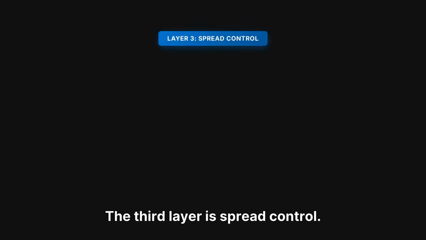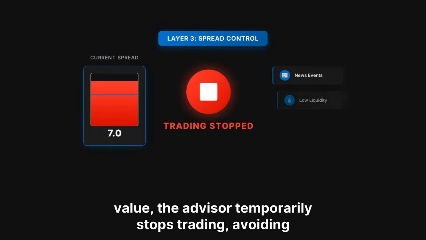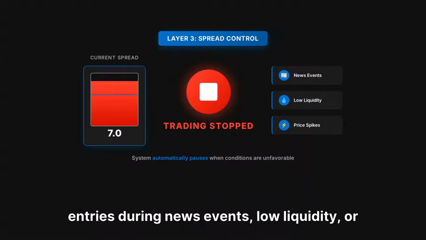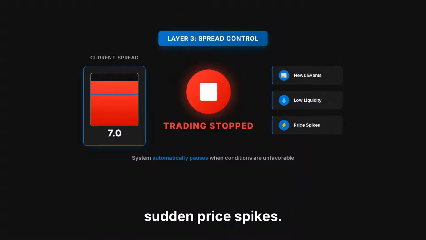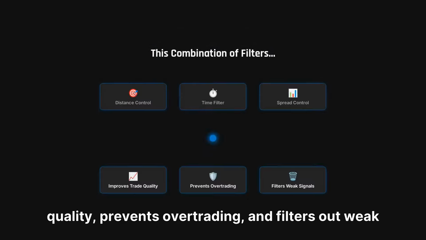The third layer is spread control. If the current spread exceeds the allowed value, the advisor temporarily stops trading, avoiding entries during news events, low liquidity, or sudden price spikes. This combination of filters significantly improves trade quality, prevents overtrading, and filters out weak signals.